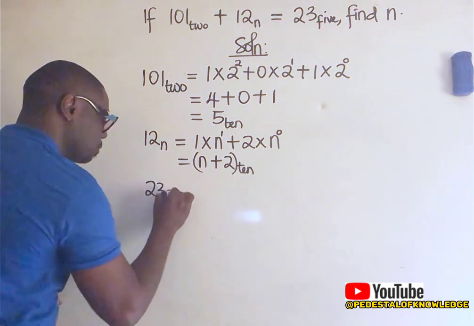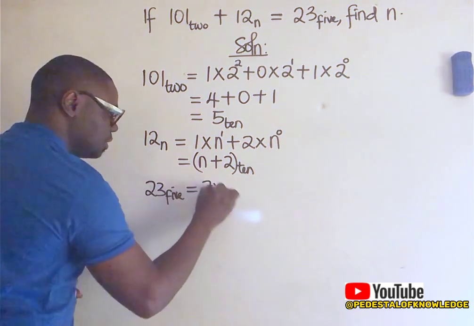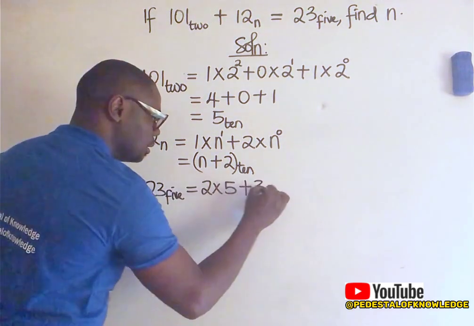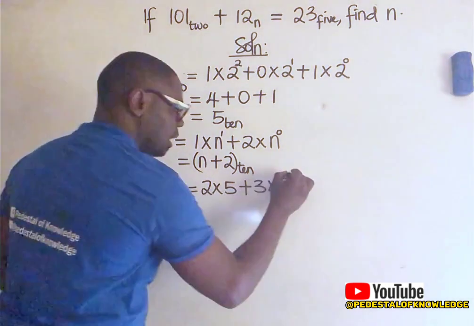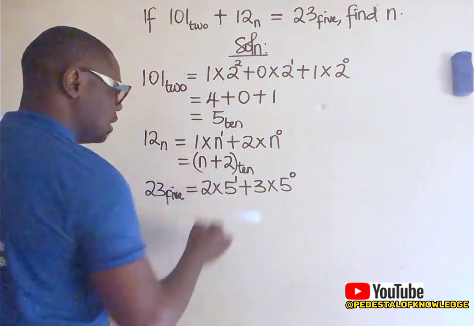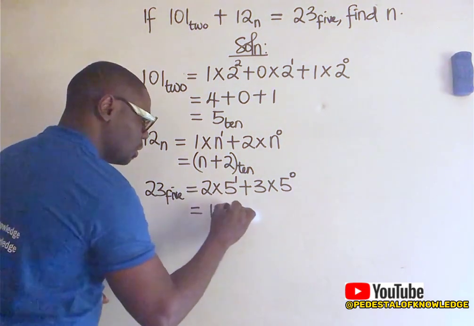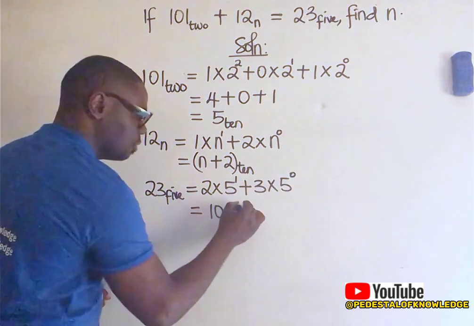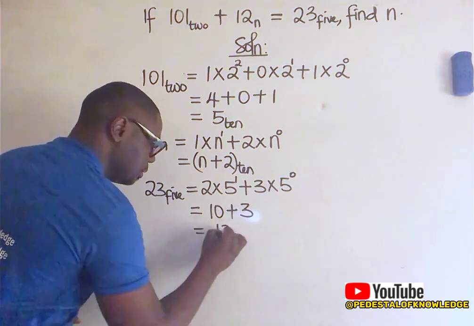base 5. So this is equal to 2 times 5 plus the next digit there, 3 times 5. Now, when we give powers to the base, we have 0 and 1. Okay, now 5 raised to power 1 is equal to 5. 5 times 2 is equal to 10, plus 5 raised to power 0 is equal to 1. 1 times 3 is equal to 3. And 10 plus 3 is equal to 13 base 10.